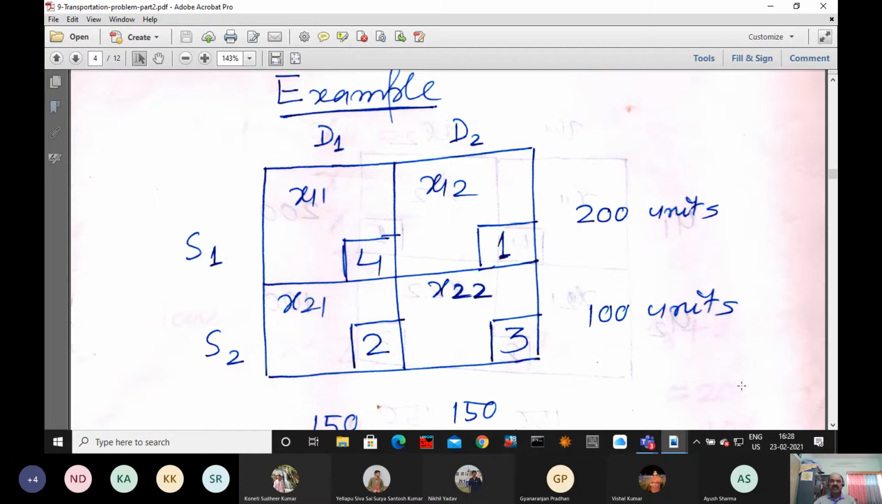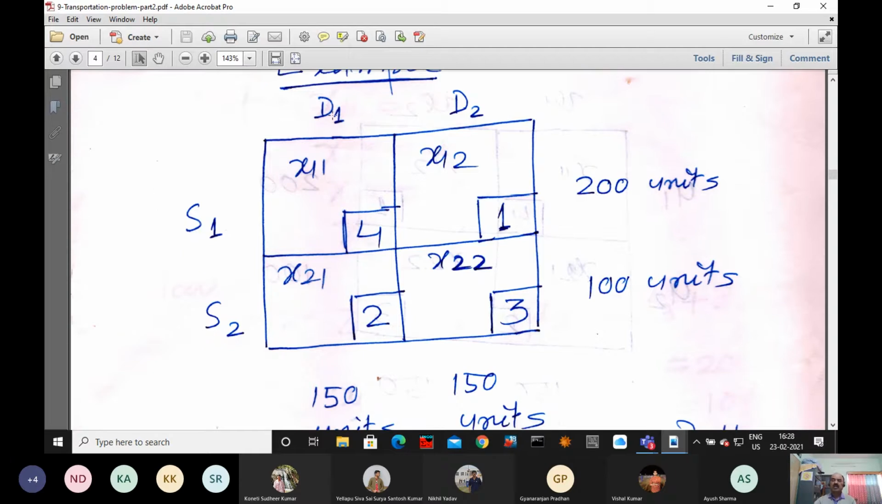Now what is the demand at the marketplace? Let us say D1, at destination D1, demand equal to 150 units, and at destination D2, demand equal to 150 units. 150 plus 150 equal to 300. 200 plus 100 equal to 300. So it is a balanced transportation problem. Generally, we solve balanced transportation problems.